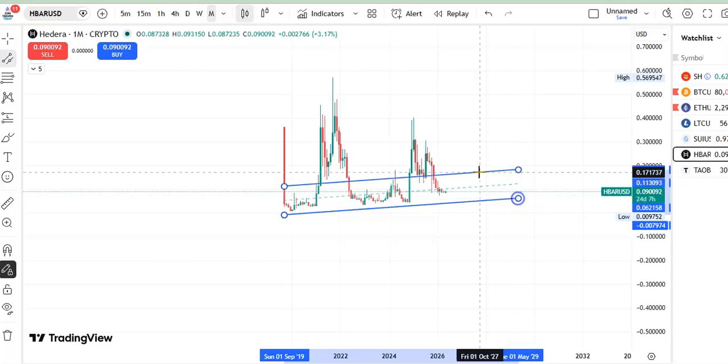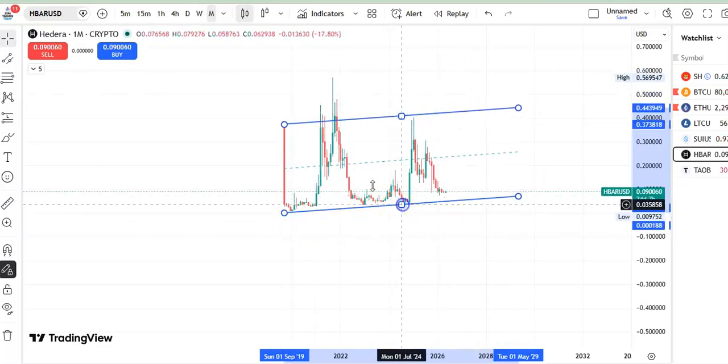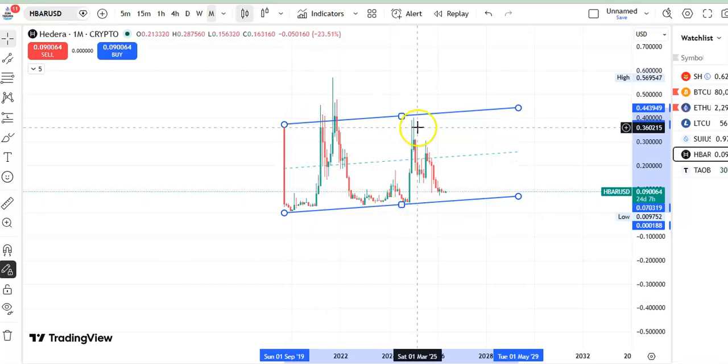So let us draw the trend line. So you can see the support and resistance trend line. This is support and this is the resistance. Previously you can see the candle started from resistance, came down to support, again went up, fell, and again went up. Now continuously the candles are falling.